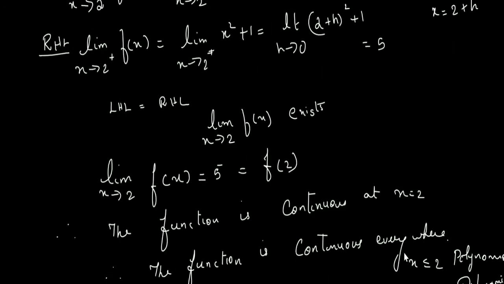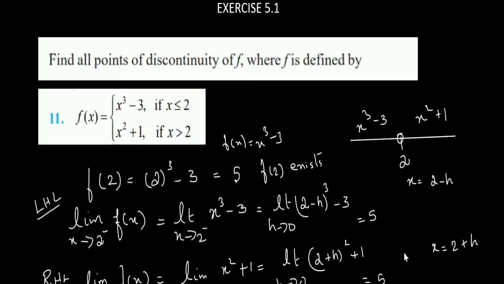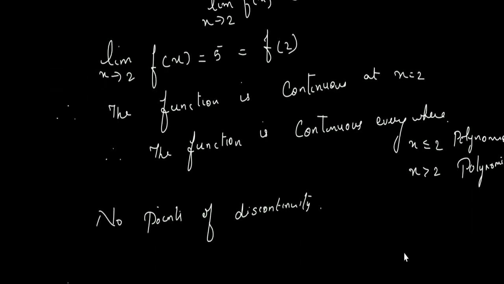Therefore, there are no points of discontinuity. The question is to find the points of discontinuity, and there is no point of discontinuity for this, because less than 2 it is a polynomial, it is continuous. Greater than 2 also, it is a polynomial, it is continuous. At 2 also, the function is continuous.